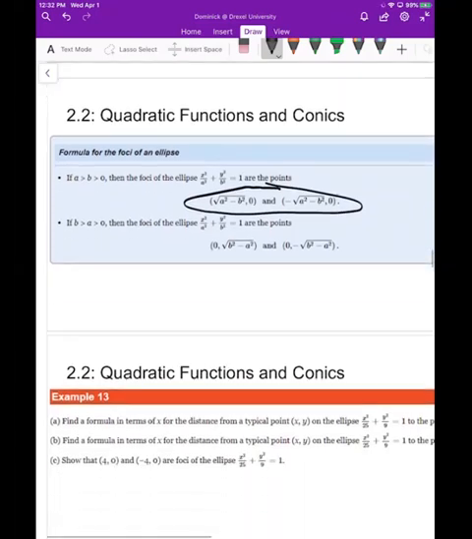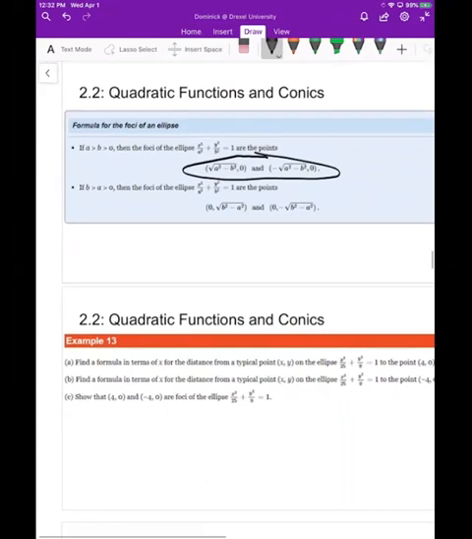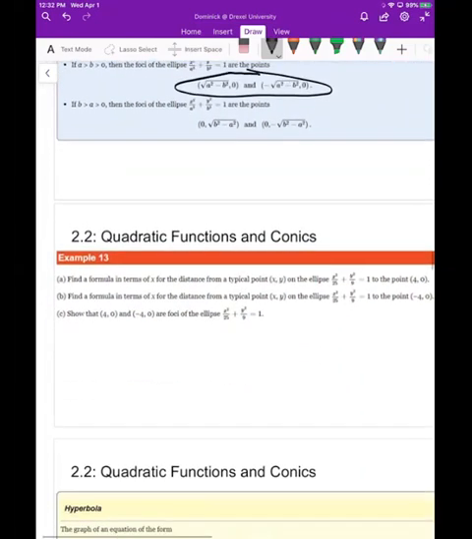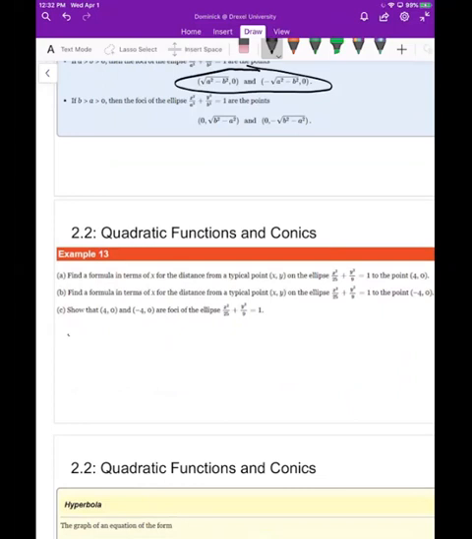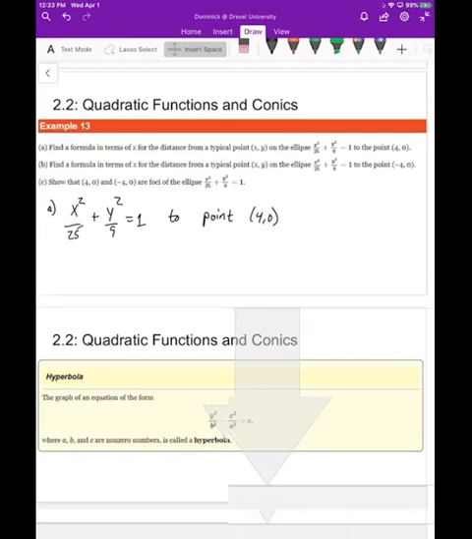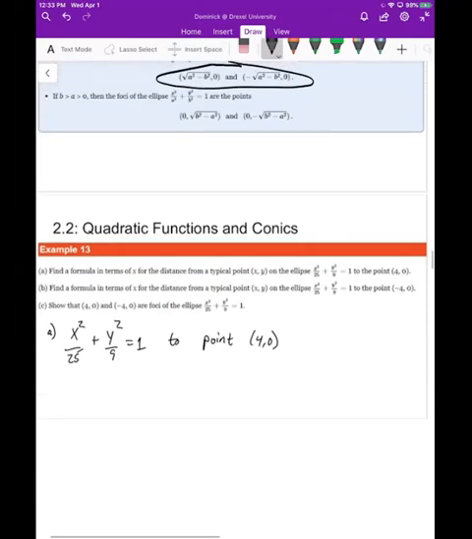All right. So for example, for part A here, we want to find a formula in terms of x for the distance from a typical point x, y on the ellipse, x squared over 25 plus y squared over 9 equals 1, the ellipse we just found, to the point 4, 0. So first of all, we need to find what the 2 foci are.